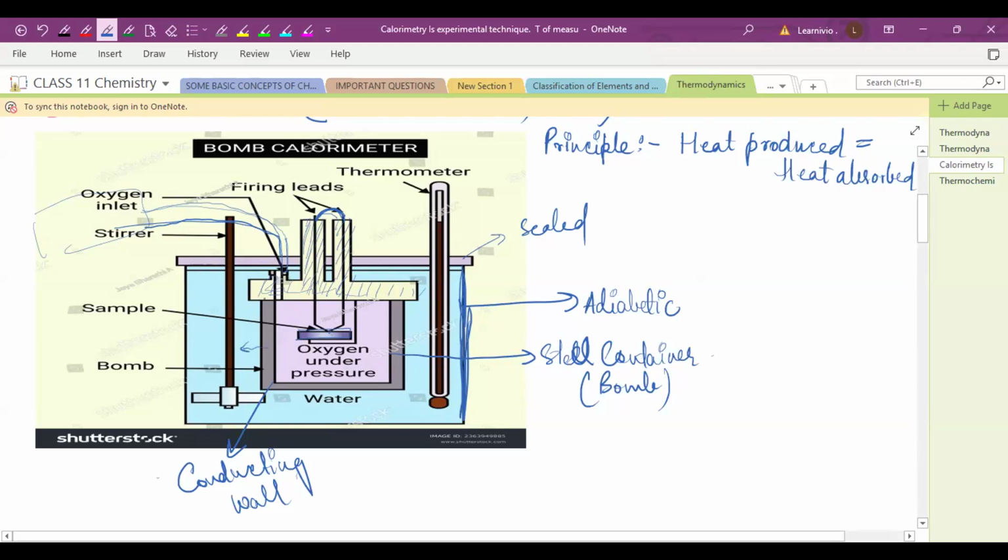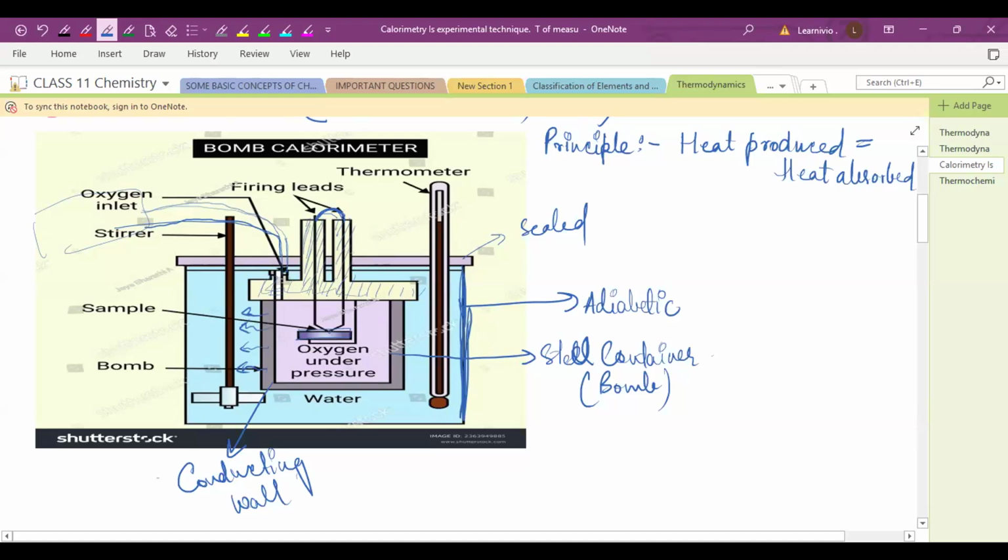Heat will be released here because this wall is not an adiabatic wall. This is a conducting wall. So when due to the reaction some heat is released, it is transferred to the water. This is the water, and it is filled all around here.